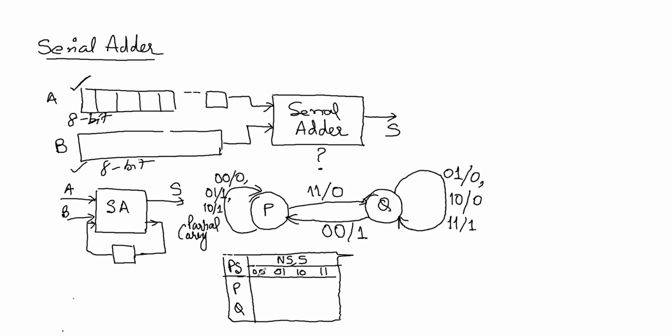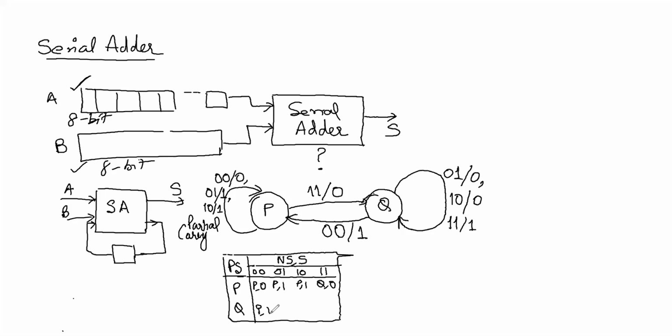Now for 0 0, if I'm in state P, 0 0 gives me the state P and output is 0. Okay, if I'm in state P with 0 1, again I'm in the same state with output 1. Same state, output 1. 1 1 gives state Q with output 0. If I am in Q state and I have input 0 0, I go to P state and my output is 1.